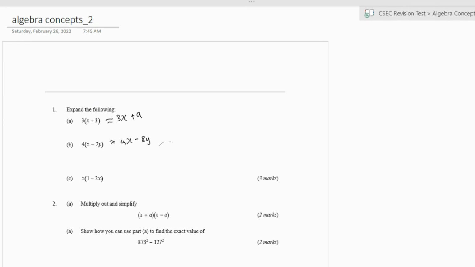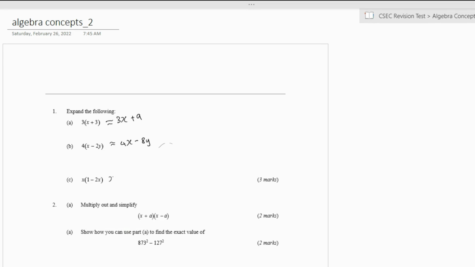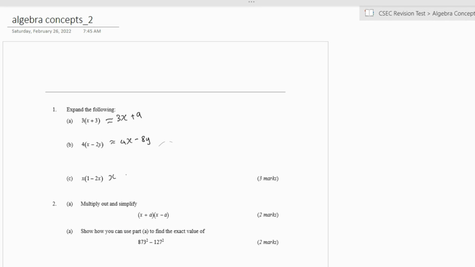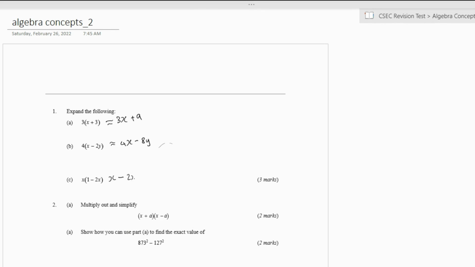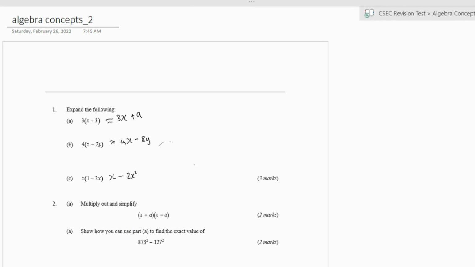Again, on the next one here, we have x(1 minus 2y). We know x times 1 will give us 1x, and x times the minus 2x now affects the degree, so we'll have a 2x squared. We're going to multiply out. This is still considered our distributive property.